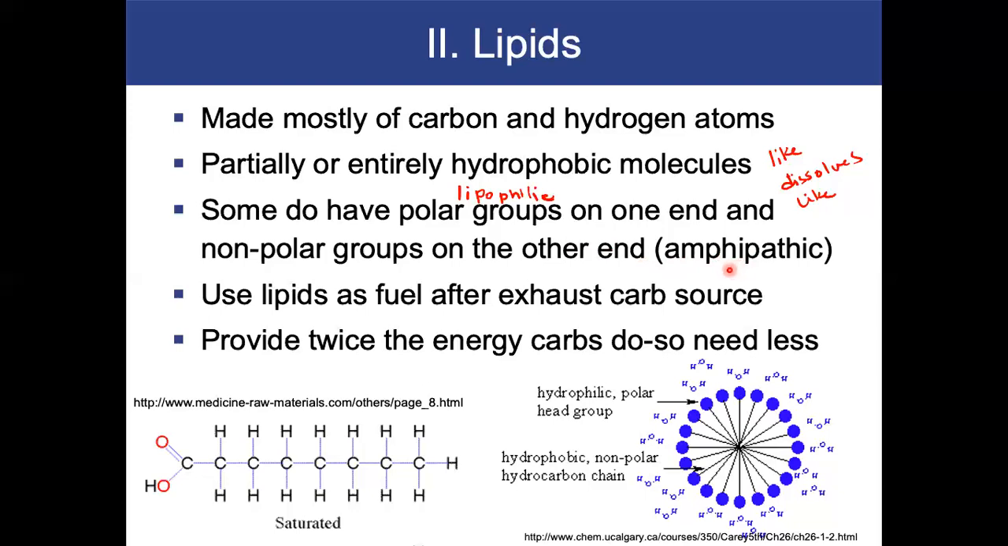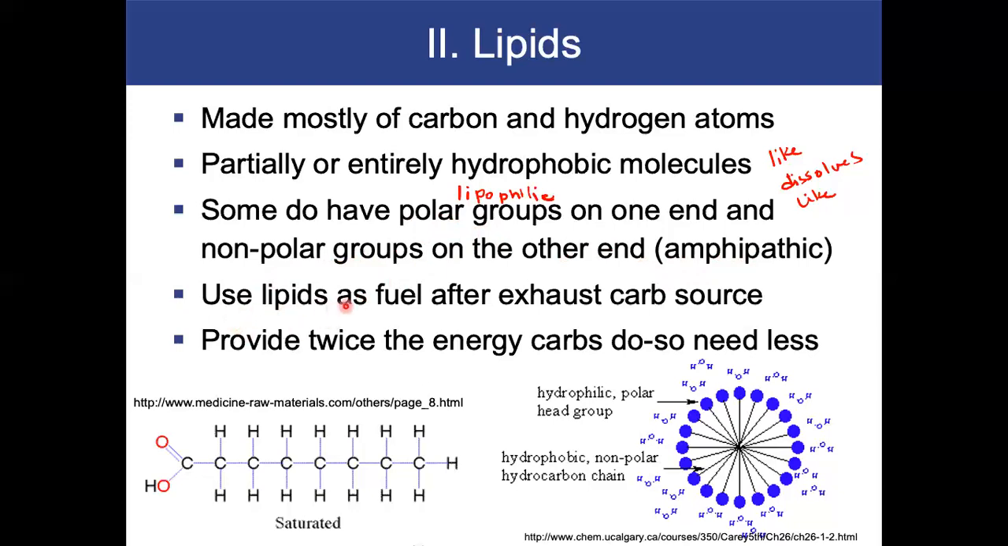Laundry detergents work this way, and hand soap works this way. They have a polar group which dissolves in water and a non-polar group which dissolves in the dirt or oil or the stain in your shirt, right? The nonpolar attaches to the oil stain in your shirt, and then the polar dissolves in water and takes the stain away.